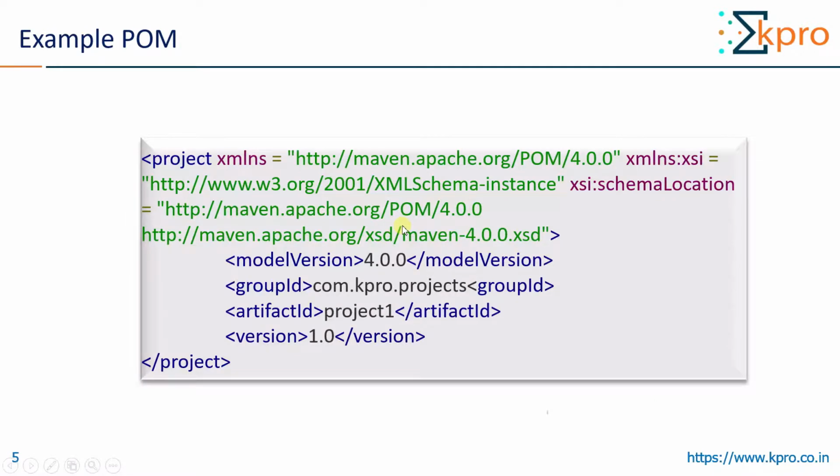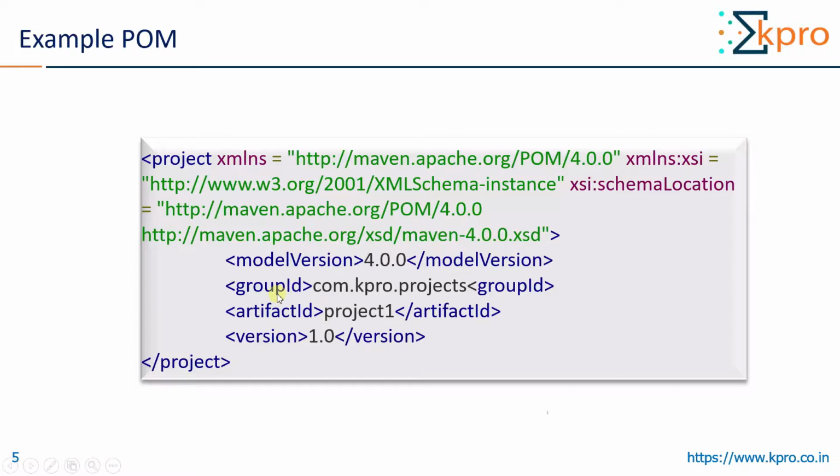Here is an example POM file. It looks like this. All the content of the POM file resides in the project tag, and the project tag starts with XML namespace, and then there is a model version. It is by default 4.0.0, and there is a group ID, artifact ID, and version. These are the mandatory tags.